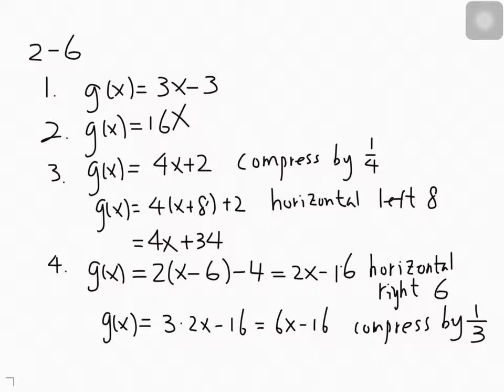Number 4. So first, horizontal right 6 units. So 2 times x minus 6 minus 4 to arrive at 2x minus 16. Second, compress by 1/3. So again, I multiply the x by 3. So 3 times 2x minus 16. So the final result should be 6x minus 16.